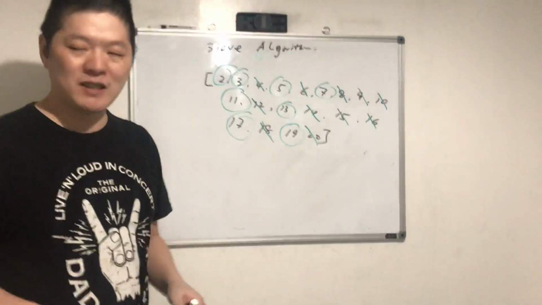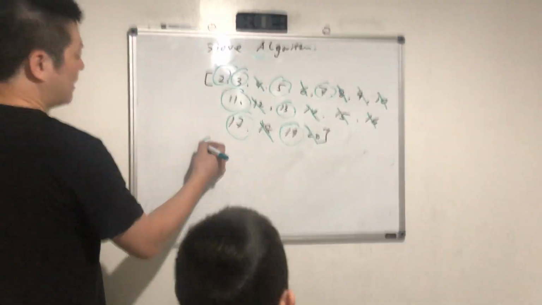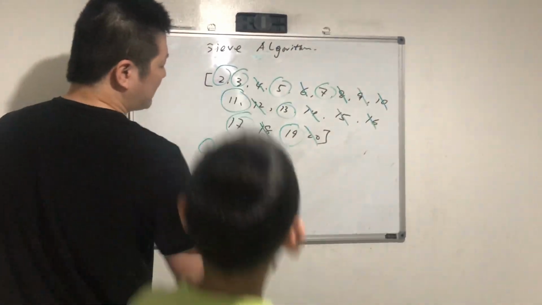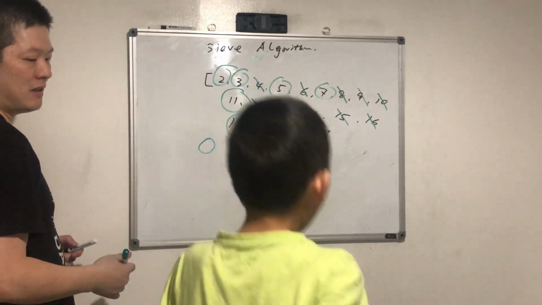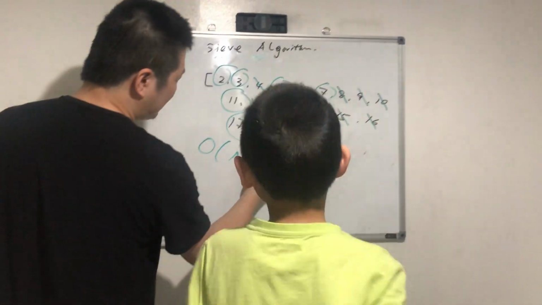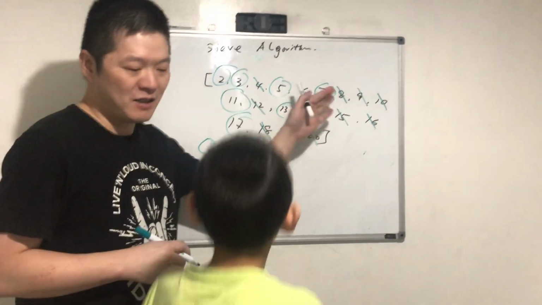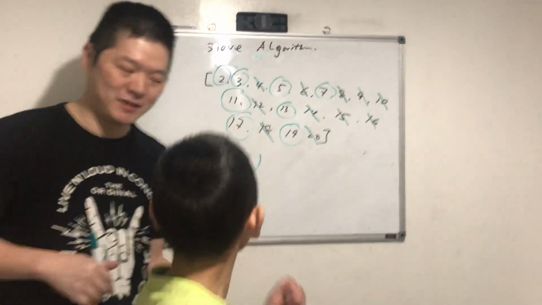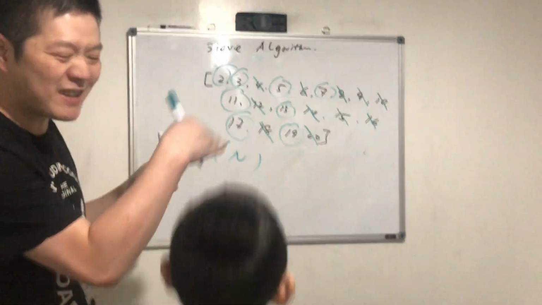What's the complexity of this? It's better than last time. Yeah, of course, this complexity is O(n), because we need to possibly cross out n numbers, but not less than that.